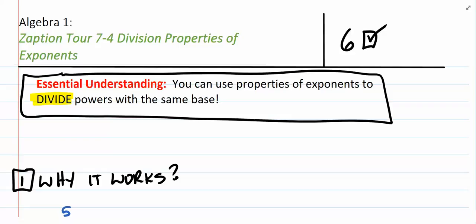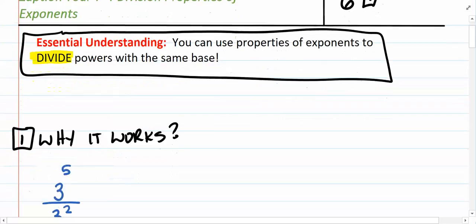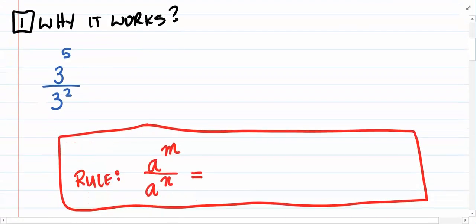There are 6 boxes. So the essential understanding here is you can use the properties of exponents to divide powers with the same base. So far we've been talking about how to multiply powers with the same base. Now we're going to divide them. So here's the first box, and let's talk about why it works.